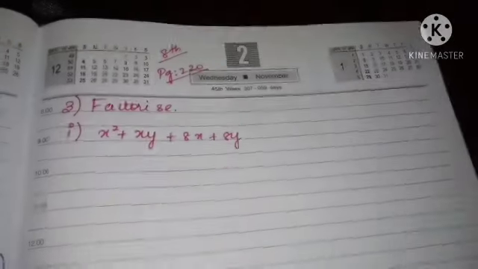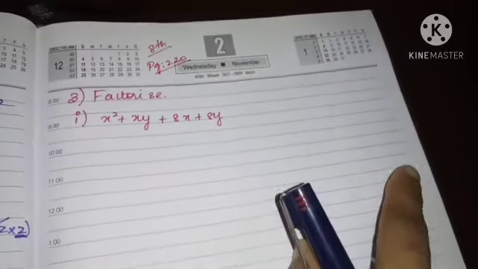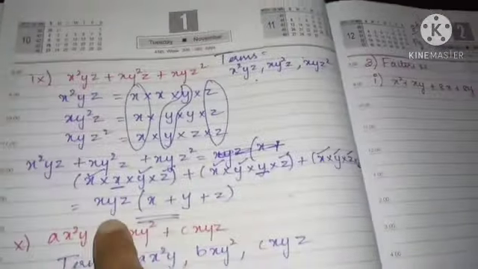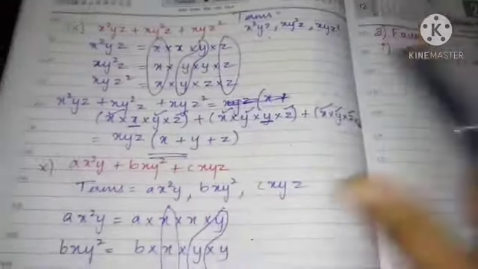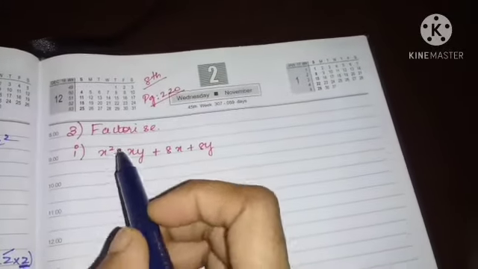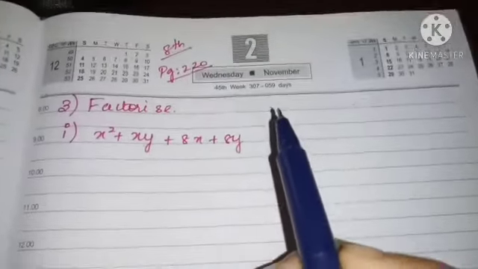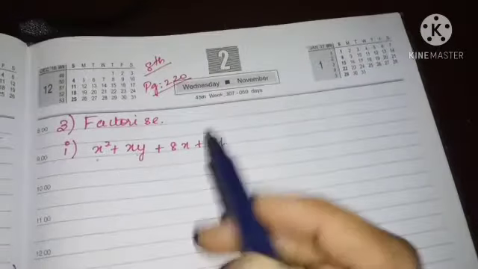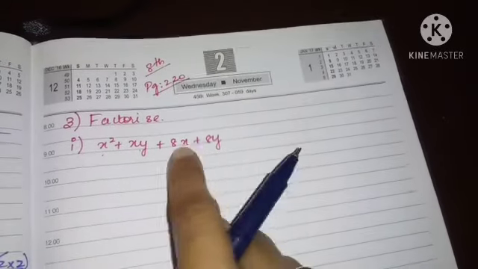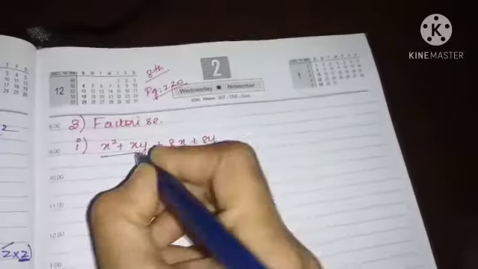But here we have four terms. When it is two or three terms, you will do like the previous problems: find a common value, take it outside, and factorize. But when there are four terms, you can see that in all these four terms there is no single common value. Either these two are the same or those two are the same. So if that is the case, you should pair them up.